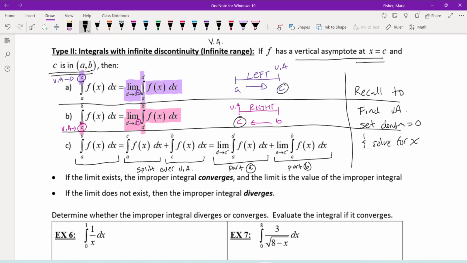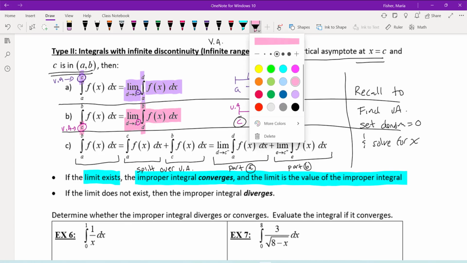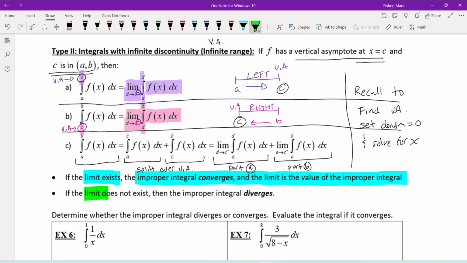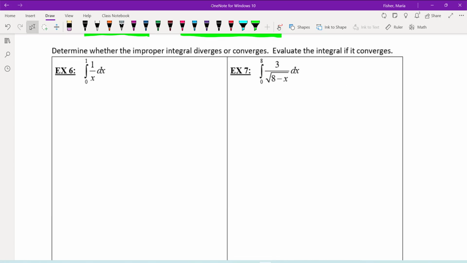Now, just like the improper integrals that we saw that had the infinite domain, the same thing happens here. If the limit exists, the improper integral converges and the limit is the value of the improper integral. If the limit doesn't exist, then the improper integral diverges. So the nice thing is those don't change no matter what type of improper integral you have. Let's look at the last 3 examples in this section.